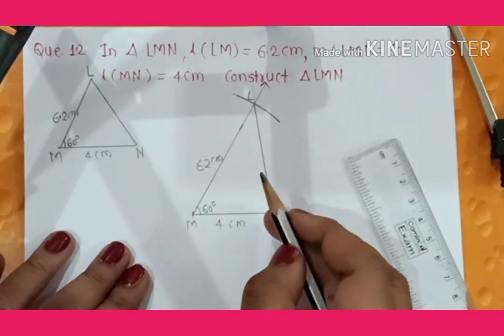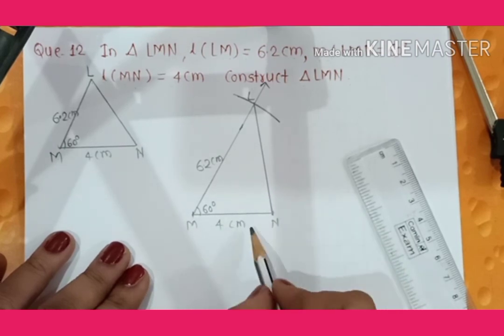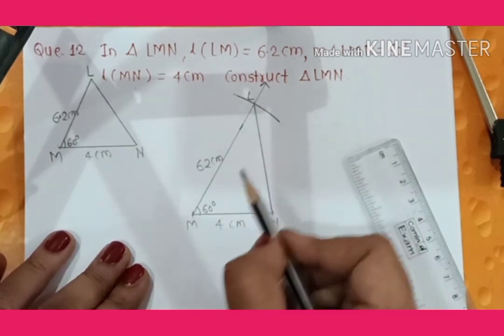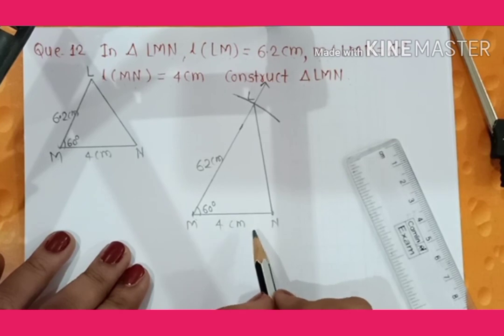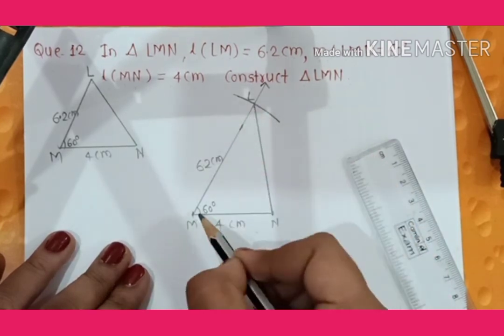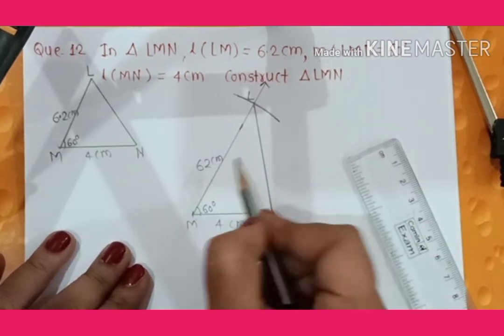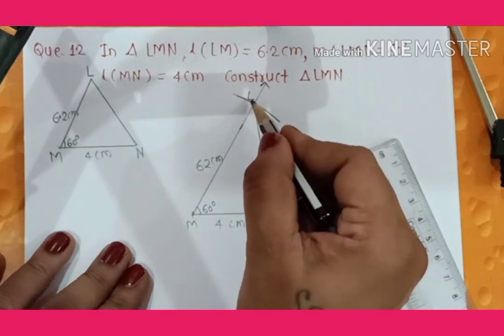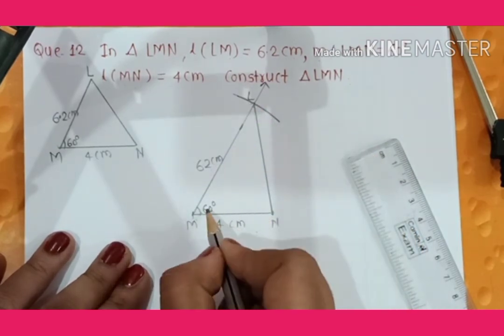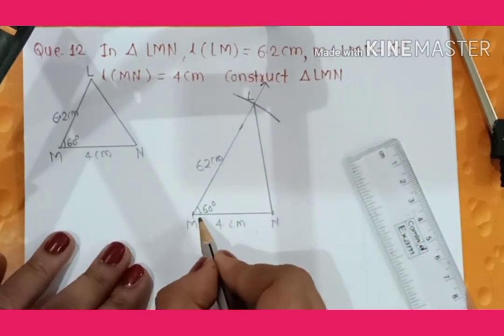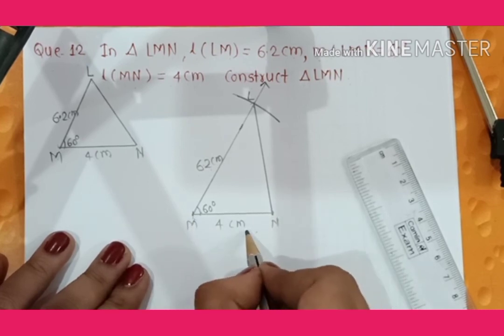Now it is our required figure. Triangle LMN such that length LM is equal to 6.2 centimeter. Measurement angle LMN is equal to 60 degree and length MN is equal to 4 centimeter.